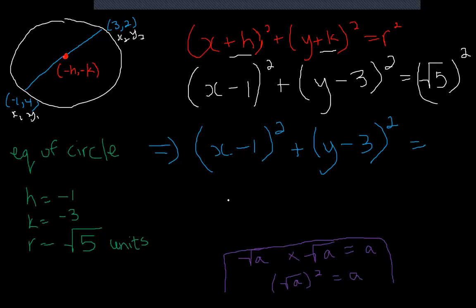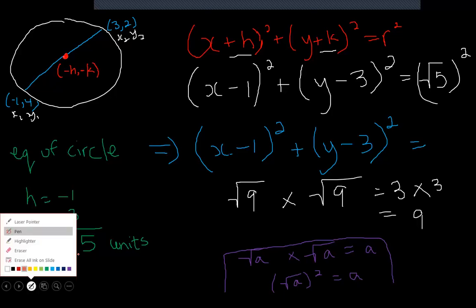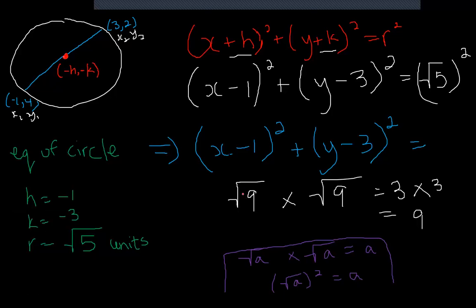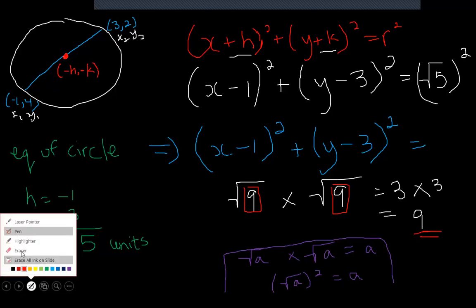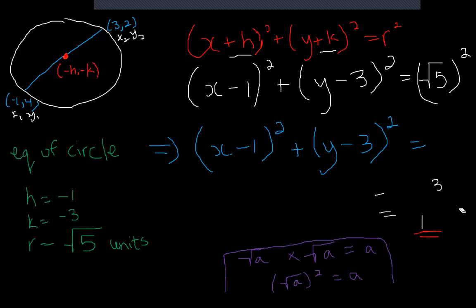So say a is 9. So I have the square root of 9 times the square root of 9. We know that the square root of 9 is 3. So this is the same as 3 times 3. But 3 times 3 is 9. So the square root of a times the square root of a is equal to a. Right. That was just to show you.